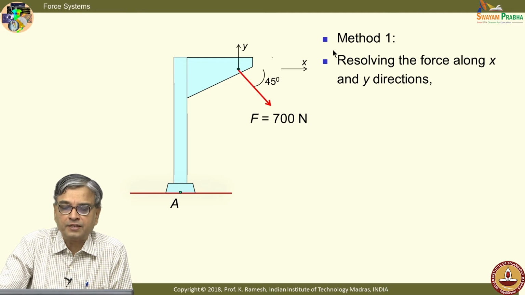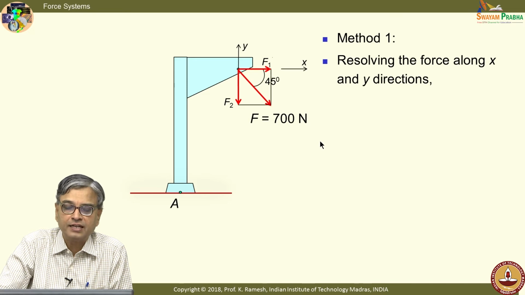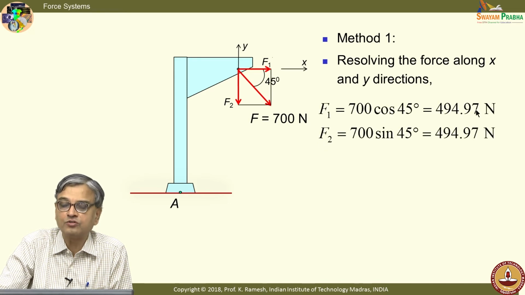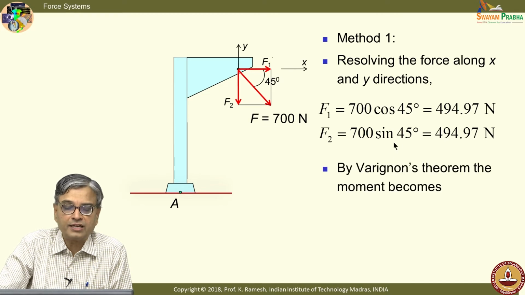So, in the first method, resolve the force along x and y directions, and it is F cos 45 and F sin 45, and I can also get those values. I get the values as 494.97 newtons, and use the Varignon's theorem. We have already got the distances. Horizontal distance x is 1.2 meters, vertical distance is 3 meters. So, I can directly write the moment from this.